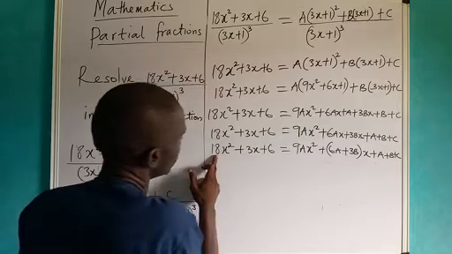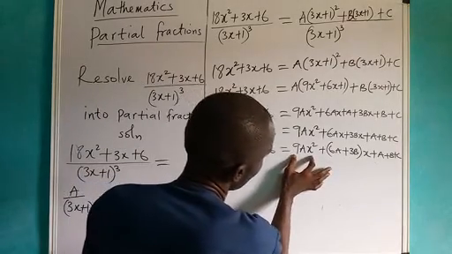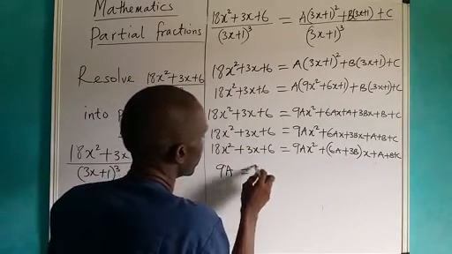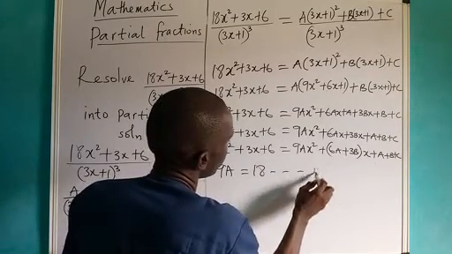Now look at this one. This one is 18s squared. The coefficient of s squared here is 18. The coefficient of s squared here is 9a. So 9a is equal to 18. I'll call this one equation 1.